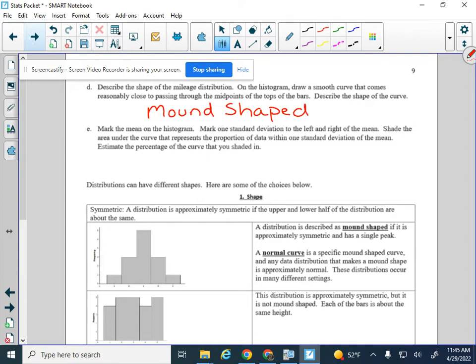So the next task with this, we're going to mark the mean on the histogram and mark 1 standard deviation to the left and right of the mean. Shade the area under the curve that represents the proportion of data, or the proportion is like percentage kind of, right? Like what proportion, like probability, that are within 1 standard deviation of the mean. Estimate the percentage of the curve that you shaded in.